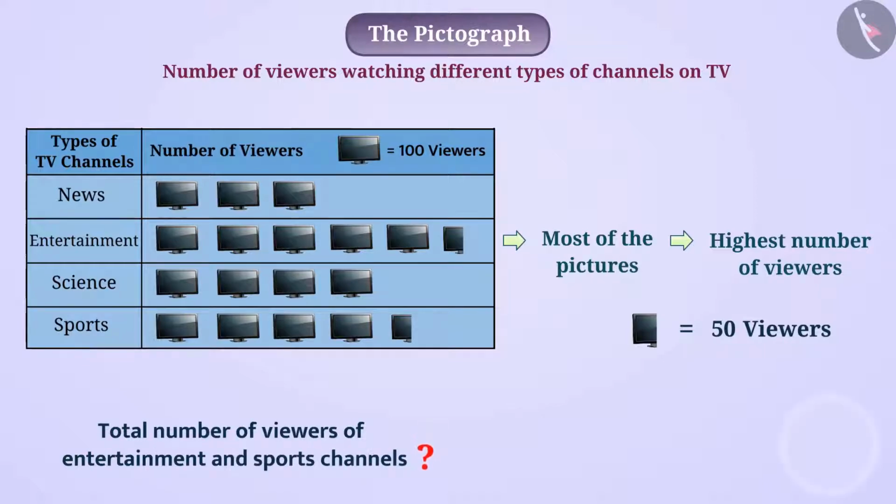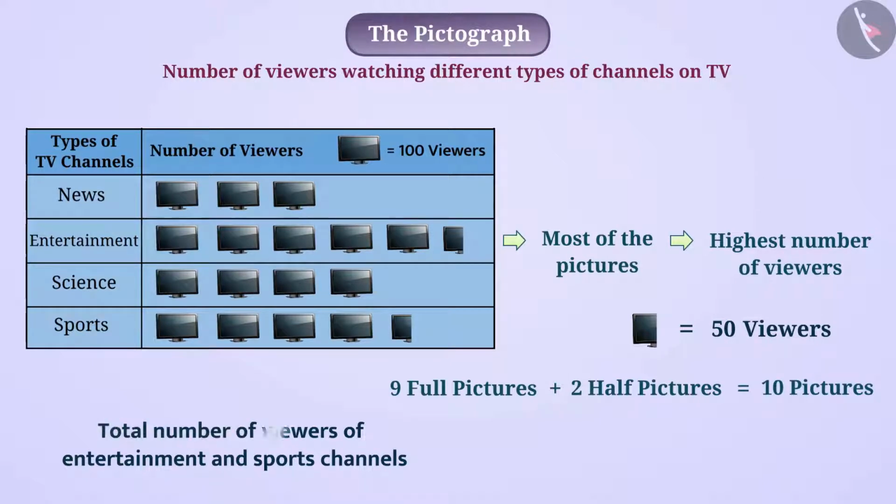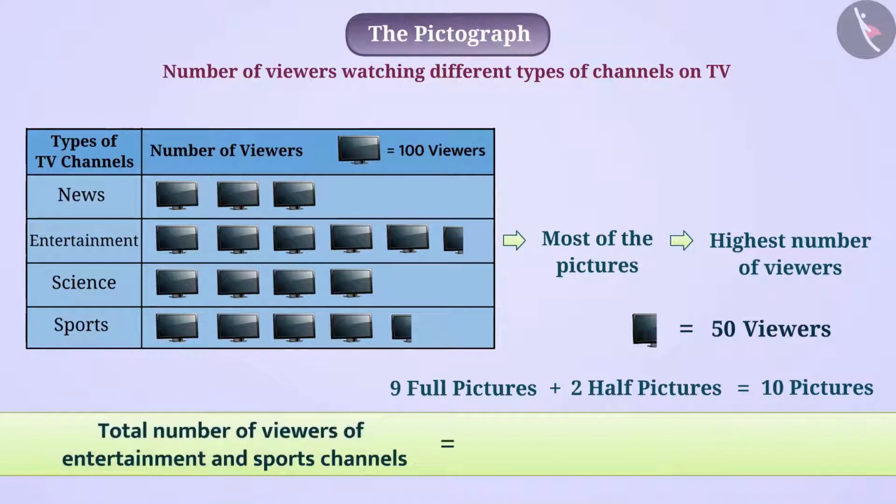Think. Let us tell you, a total of 9 full pictures and 2 half pictures, that is 10 pictures, have been shown for entertainment and sports channels. In this way, the total number of viewers of these channels will be 10 multiplied by 100 viewers is equal to 1000 viewers.